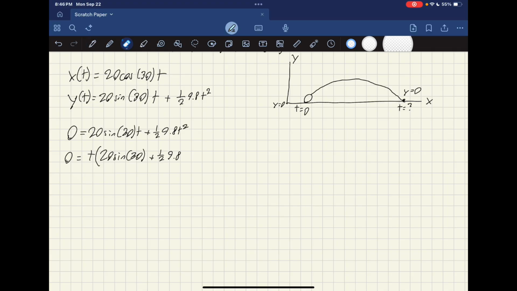I realize I've made a slight error. Since 9.8 is negative, all of these should be negative. It's a negative acceleration. It points towards the ground. But it's minus 1/2 9.8 t.